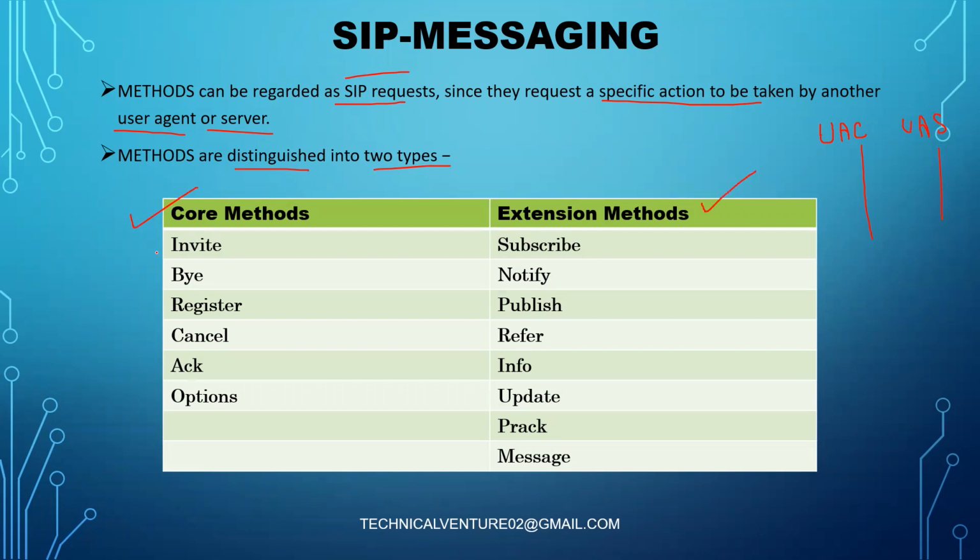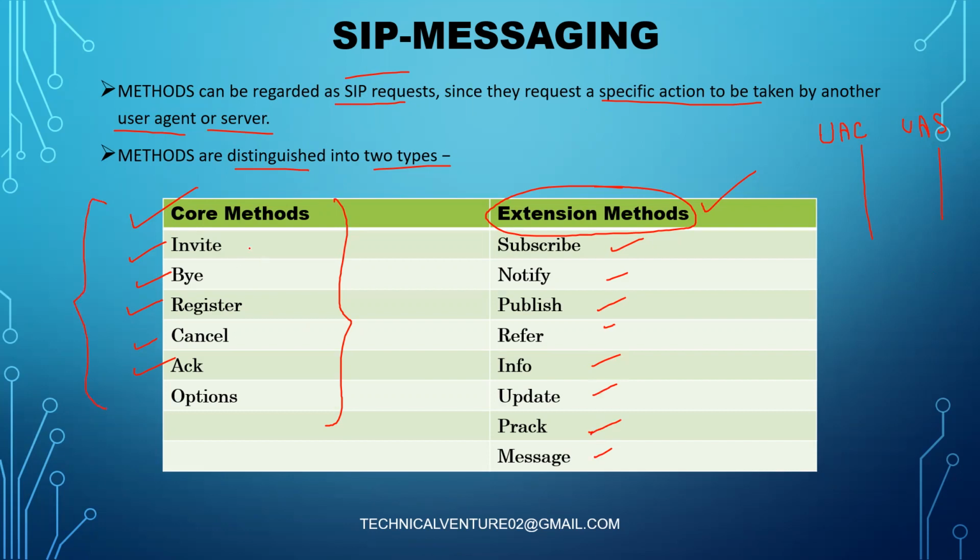Under the core methods, we have INVITE, BYE, REGISTER, CANCEL, ACK, and OPTIONS. These are all the core methods, and that is what I am going to discuss in this lecture. We have extension methods as well, which I'm going to discuss in the next video. The extension methods are SUBSCRIBE, NOTIFY, PUBLISH, REFER, INFO, UPDATE, TRACK, and MESSAGE. So let's start with the core methods.